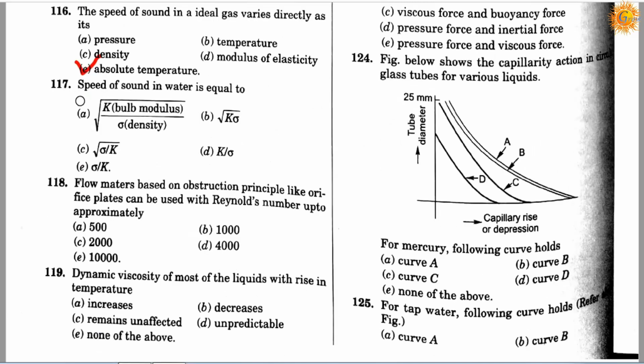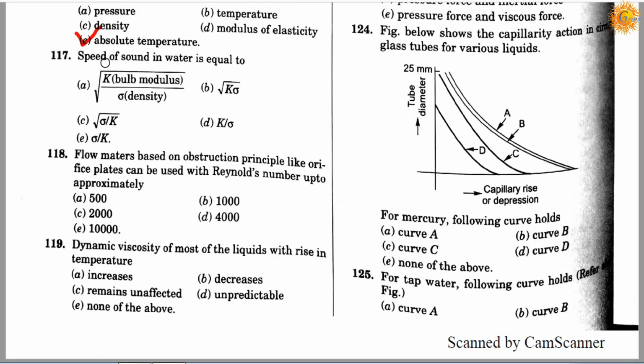Question number 117. Speed of sound in water is equal to option A, under root of capital K means bulk modulus upon sigma means density. Option B is under root of K sigma, option C is under root of sigma upon K, option D is K upon sigma, and option E is sigma upon K. So the correct answer is A, the speed of sound in water will be under root of K upon sigma.